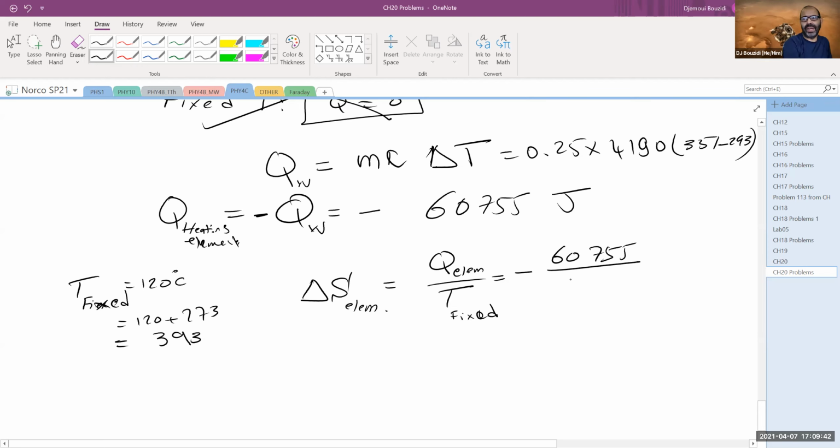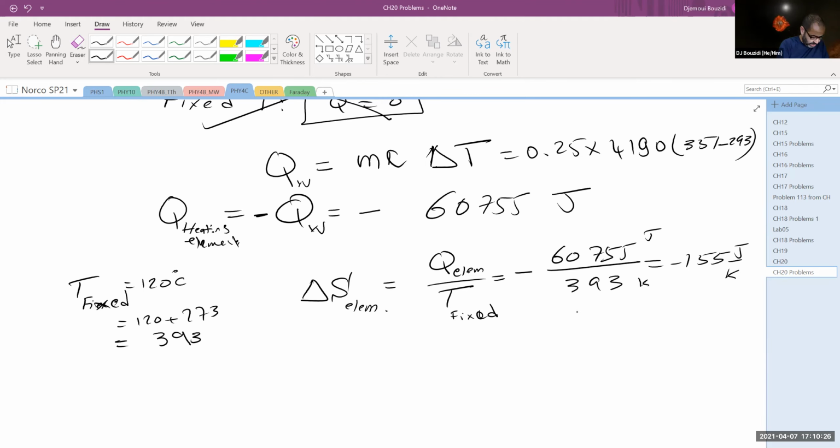60,755 divided by 393, and that is the entropy that the actual heating element must have lost in the process, because it lost heat. So its entropy must go down. So in this case, it's minus 60,755 divided by 393, and it's negative 155 joules per Kelvin. This is how much it lost. And it has the proper units because this is the units in joules and this is the units in Kelvin. So we're in good shape. So that's how much entropy it has lost.